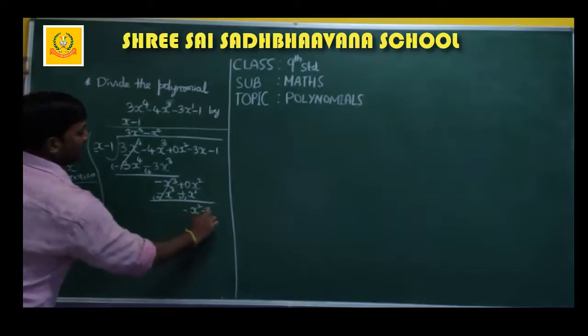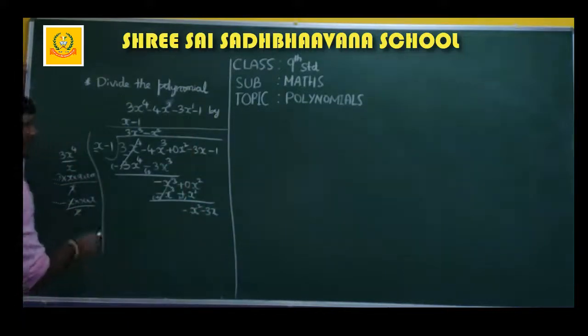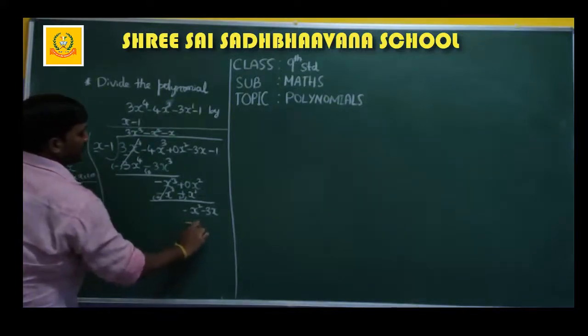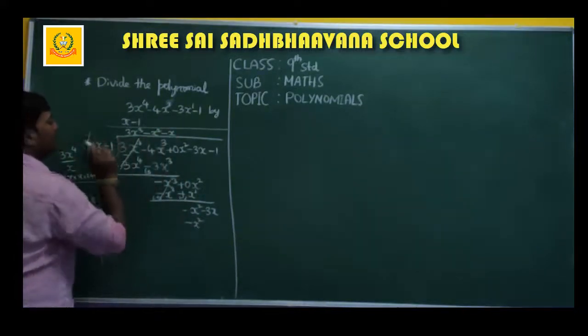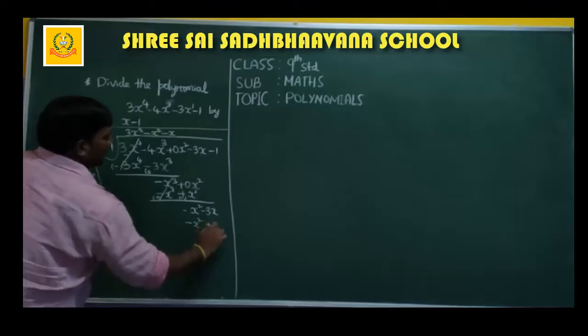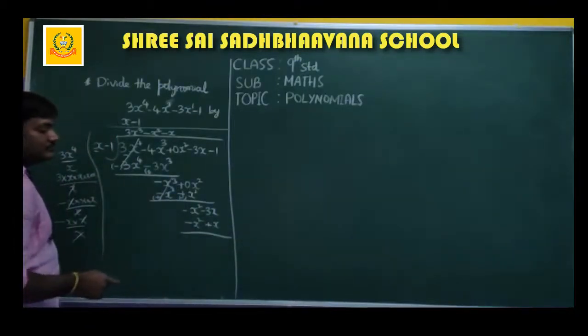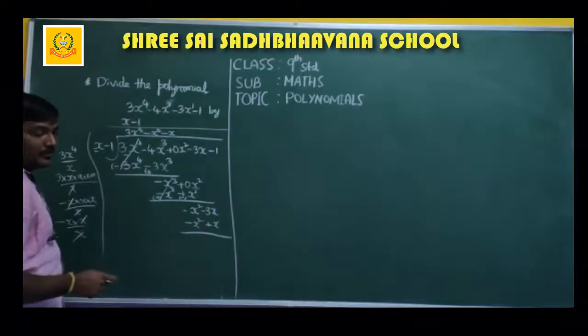Okay, and minus 3x. We are just taking the minus 3x term. So minus x square divided by, what is the first term here? x. Correct? So x will get cancelled. You will be left with minus x. So minus x into x, minus x square, minus x into minus 1, plus x. Okay? Any doubt? Let me know.